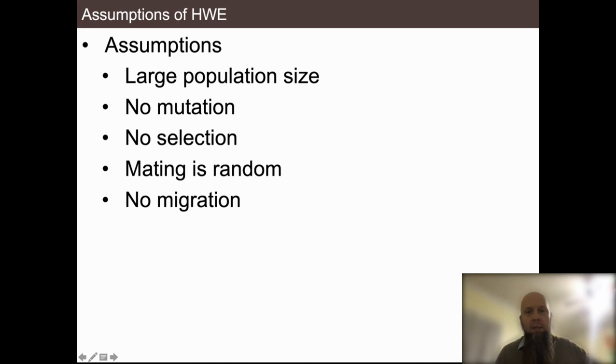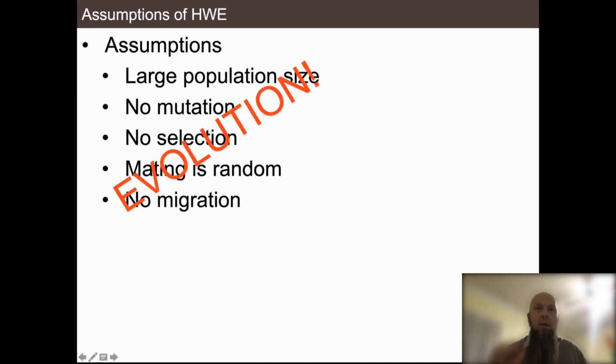So all of these things are going to throw off the Hardy-Weinberg equilibrium equation. It will no longer be accurately predicting genotype frequencies if any of these things happen. And all of these things are the things that we're going to be learning about. These are the mechanisms of evolution that drive change in populations over time.